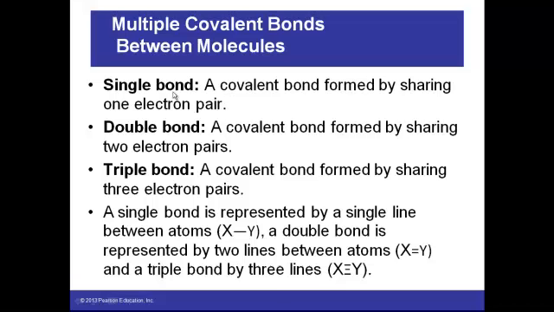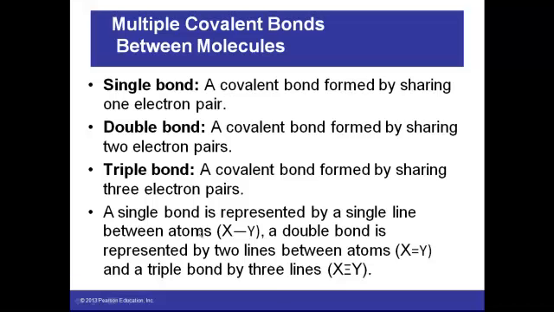So a single bond is a covalent bond formed by sharing 1 pair of electrons. A pair, remember, is 2. So each atom is sharing 2 electrons when it forms a single bond. In a double bond, the covalent bond is formed by sharing 2 electron pairs, or 4 total electrons between the 2 atoms. And a triple bond is a covalent bond that's formed by sharing 3 electron pairs, or a total of 6 electrons between the 2 atoms.